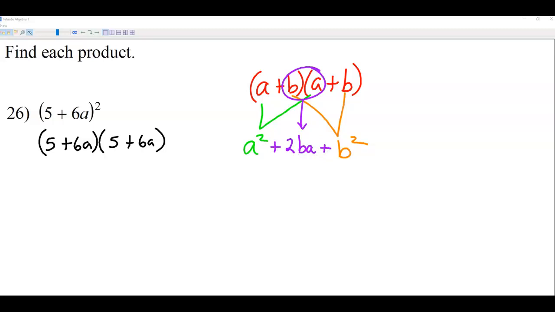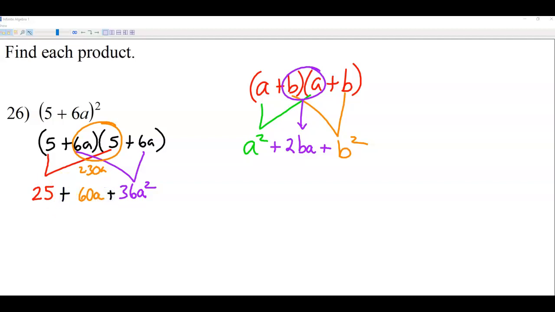Once again, the box method works, but shortcuts are nice. So let's use our shortcut here. I'm going to multiply the first numbers together. I'm going to multiply the last numbers together. Finally, I'm going to multiply these two here together. 6a times 5 is 30a. But if I multiply that times 2, I get 60a. And then you just put a plus in there.